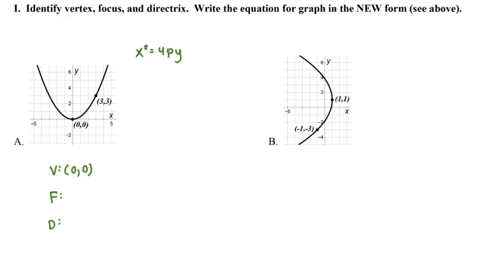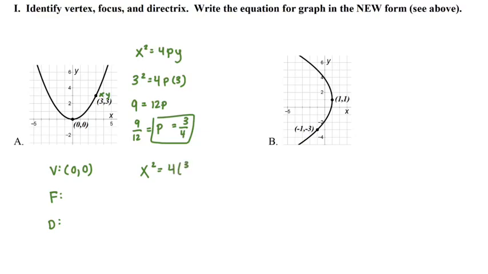So let's fill in what we know. I know we've got a point on the parabola that is (3, 3). I'm going to plug in 3 and 3 for x and y into this equation to solve for p. So 3 squared is equal to 4 times p, which we're solving for, times 3, which is y. 9 is equal to 12p. Then p is going to equal 9 over 12, which simplifies to 3/4. So the equation of this parabola is x squared is equal to 4 times 3/4 y. So x squared is equal to 3y is the final equation for this parabola.